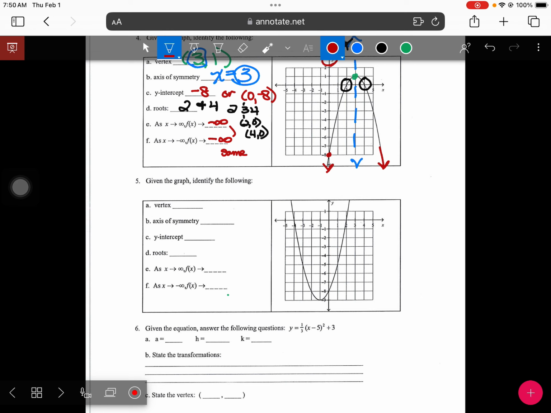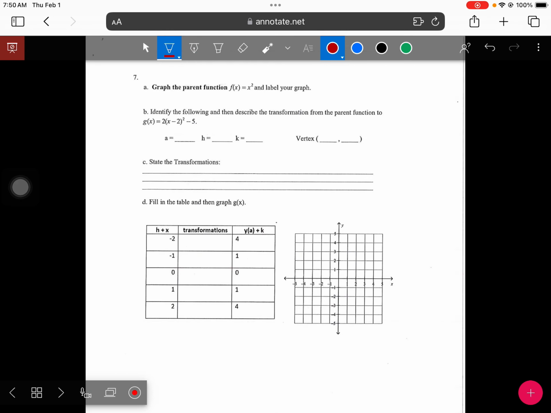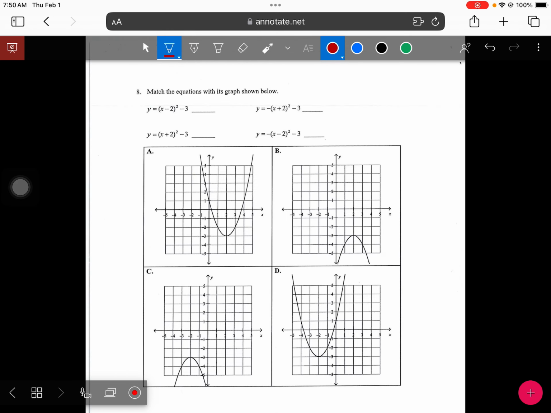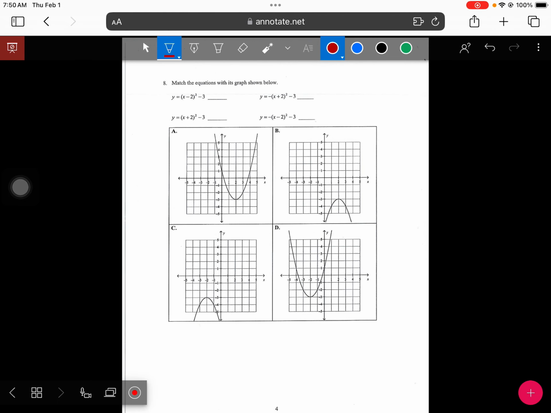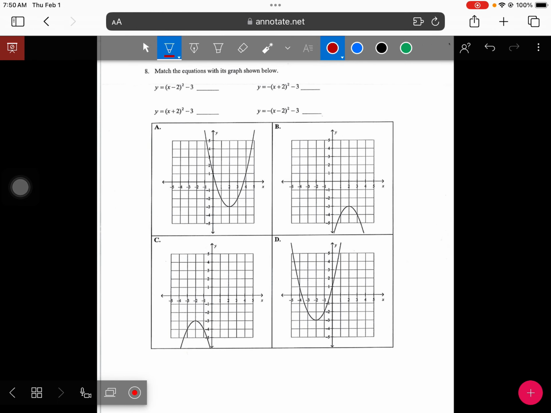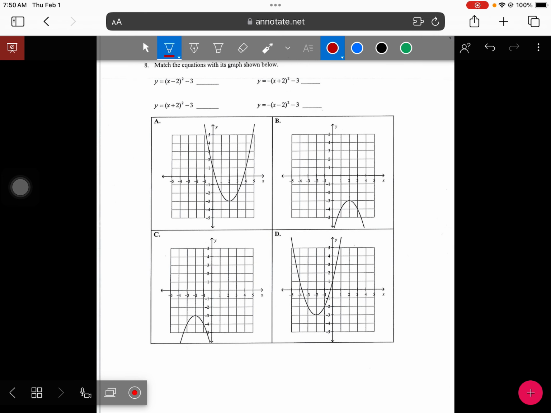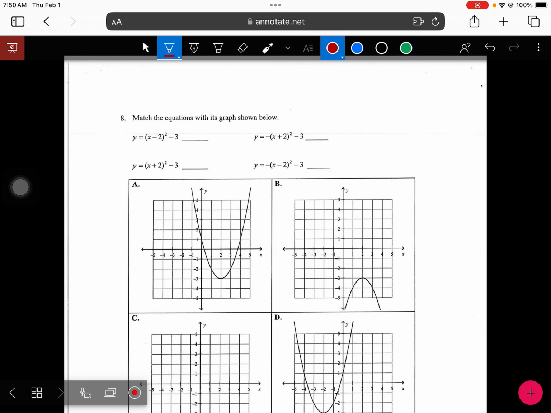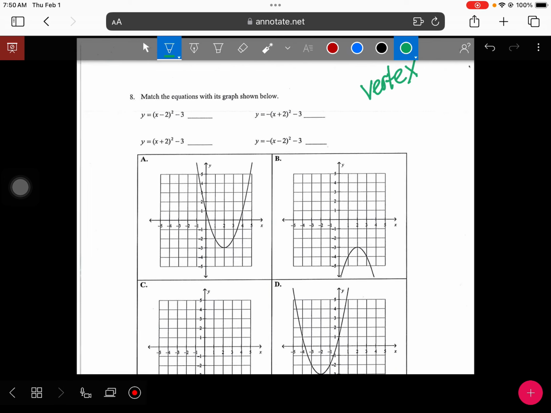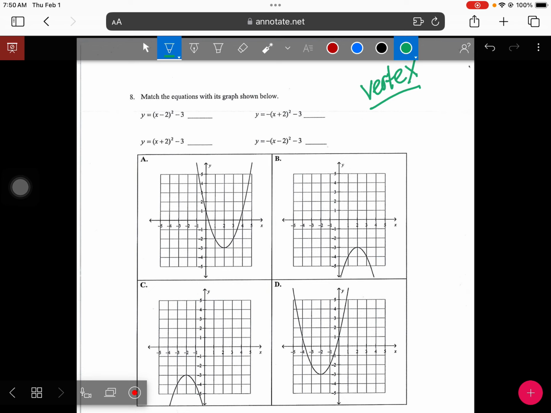8. Oh, that's the big boy, isn't it? No, it's not. 7 is the big boy. That's kind of like the bell work we just said. Match the equations with its graph shown below. What form are all of these written in? It doesn't ask you that, but you really need to figure out what the vertex is.